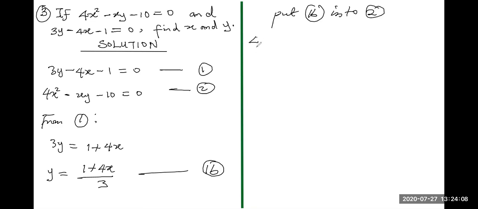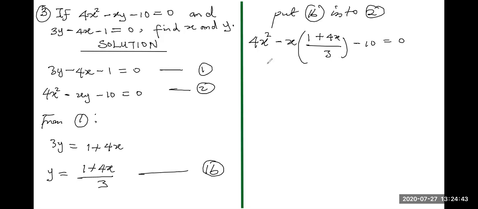So 4x squared. All right, here equation 2 is a quadratic equation but in 2 variables, but by the substitution we are about to make now, we will revert back to a quadratic equation in 1 variable. That's what we want to do. So 4x squared minus x, then what is y? We'll now put the value of y, which is 1 plus 4x divided by 3, then minus 10 equals 0.